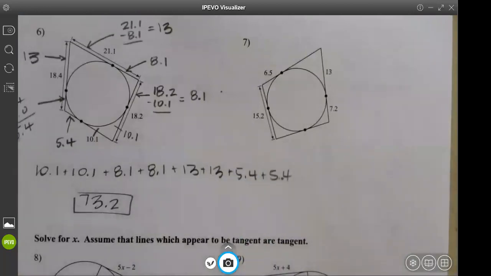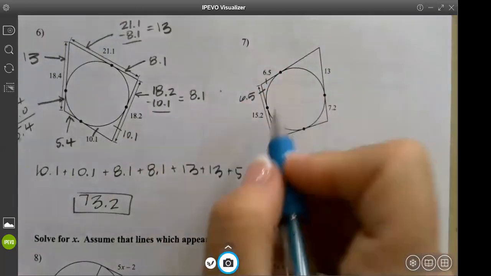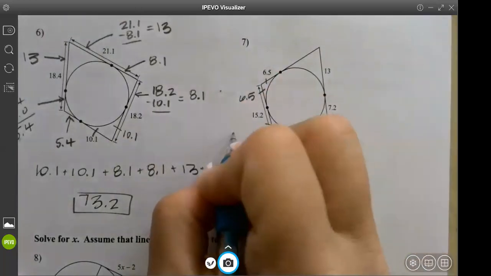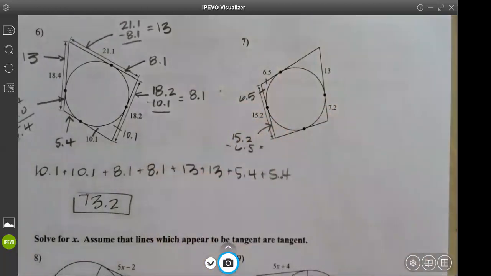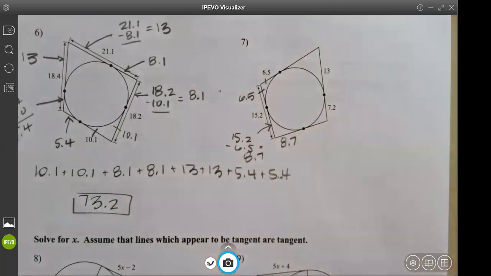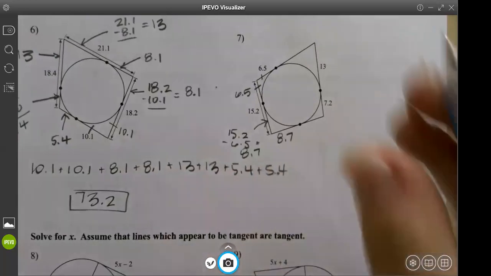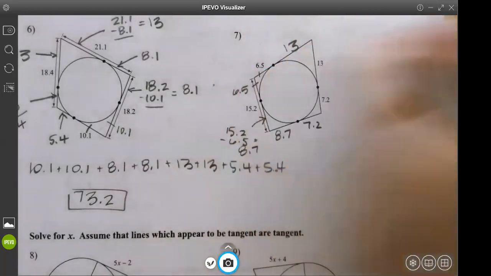Find a singular part on this one. Which one is a singular part? There's actually a lot of them. 6.5 is the little part. So that's this part. So this part's going to be 6.5. How do I find this part? 15.2 minus 6.5 gives me 8.7. So this side is 8.7. What's this side? 7.2 because it matches the other side. I have 13. What's this side? 13. So add them up.